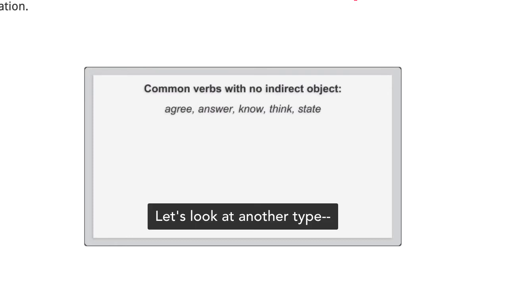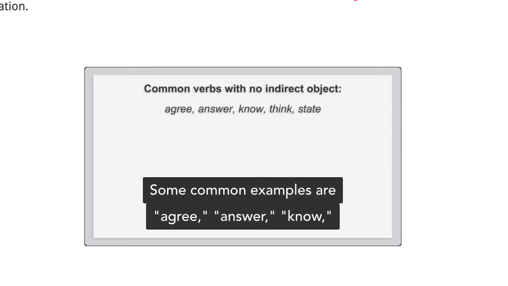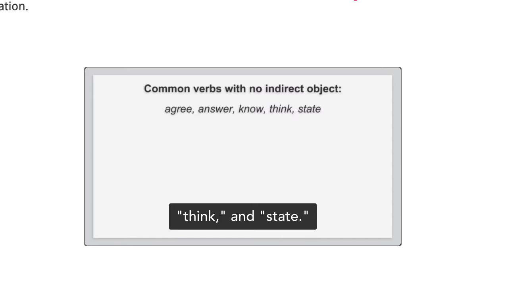Let's look at another type. Verbs with no indirect object. Some common examples are agree, answer, know, think, and state.